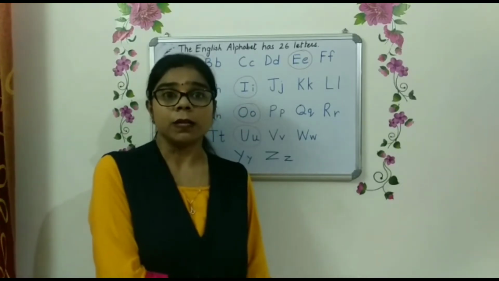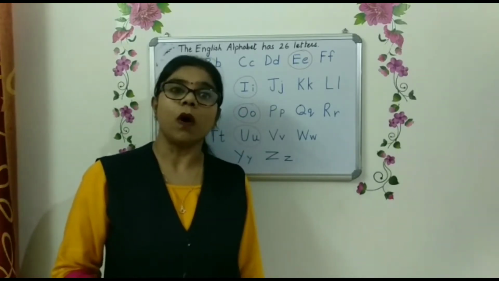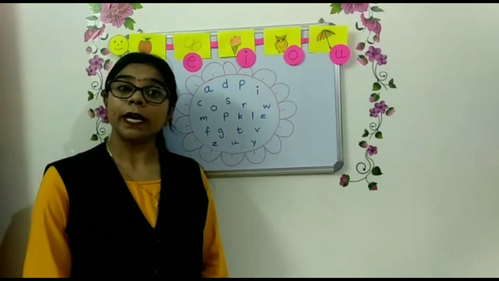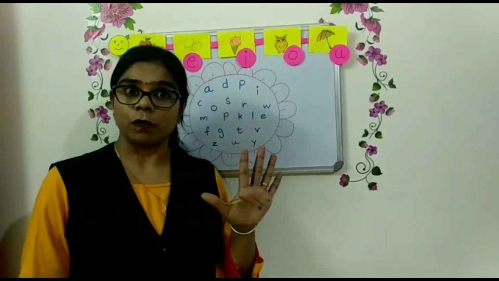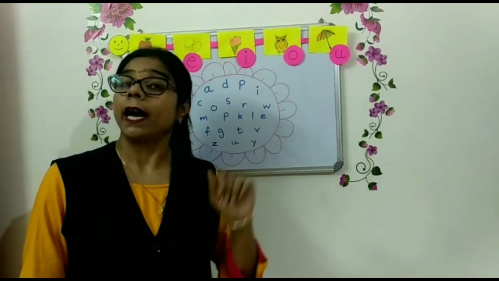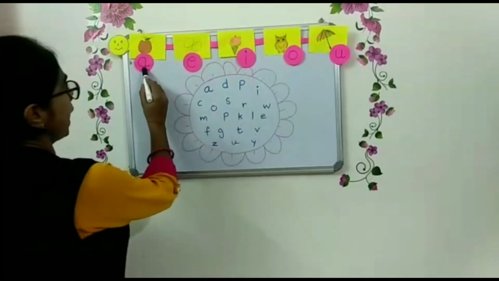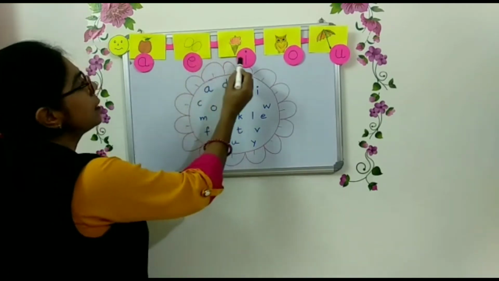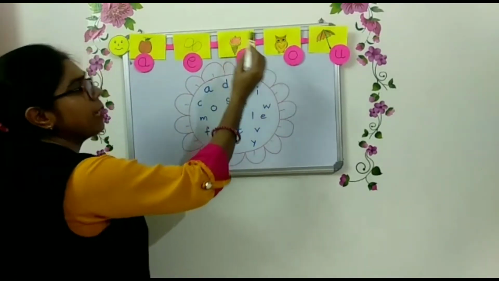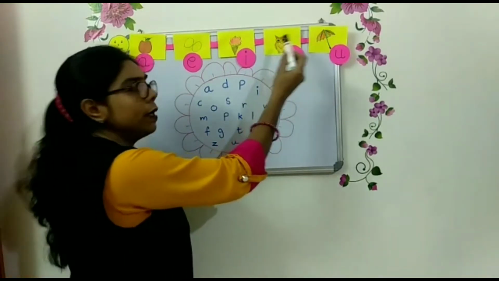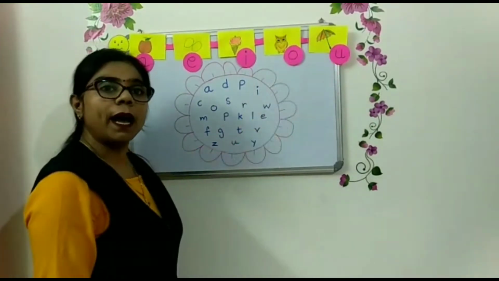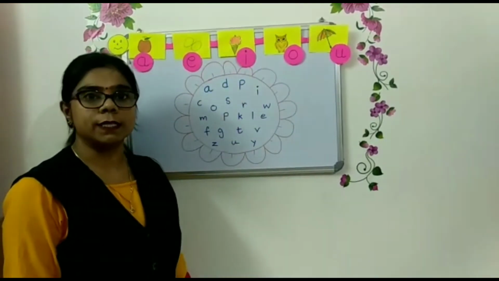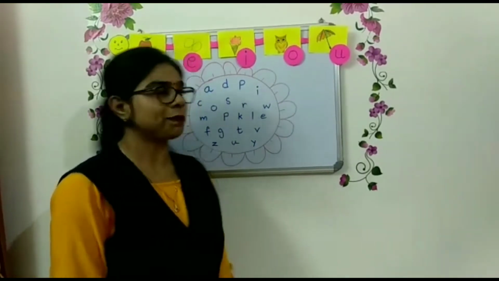So children, now we'll find out some vowels in other words. How many vowels did I tell you? 5 vowels. And what are these vowels? A for an apple. E for an egg. I for an ice cream. O for an owl. U for an umbrella. A, E, I, O, U. These are vowels.